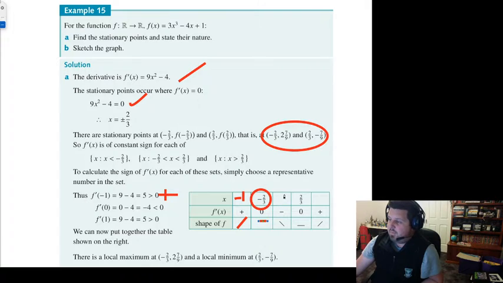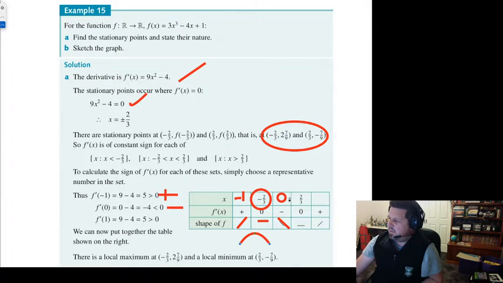0. When you substitute in 0 into the derivative, we get -4. -4 is a value that's less than 0. It's a negative gradient, so it's going to go down. So you can see that at that particular point, around the stationary point negative 2/3, it's going to go like that shape. So in that particular case, it's going to be a local maximum.